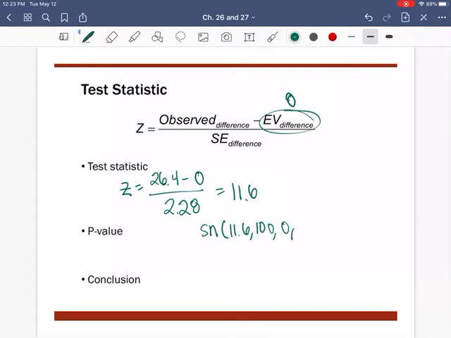So you can do shade norm if you want to, 11.6 to 10. But you can't use 10 because 11.6 is bigger than 10. So you'd have to do like 100, 0, 1. That's going to give you 0%. 11.6 standard deviations away is very big. So you know, yes, we are going to reject the null or fail to accept the null.